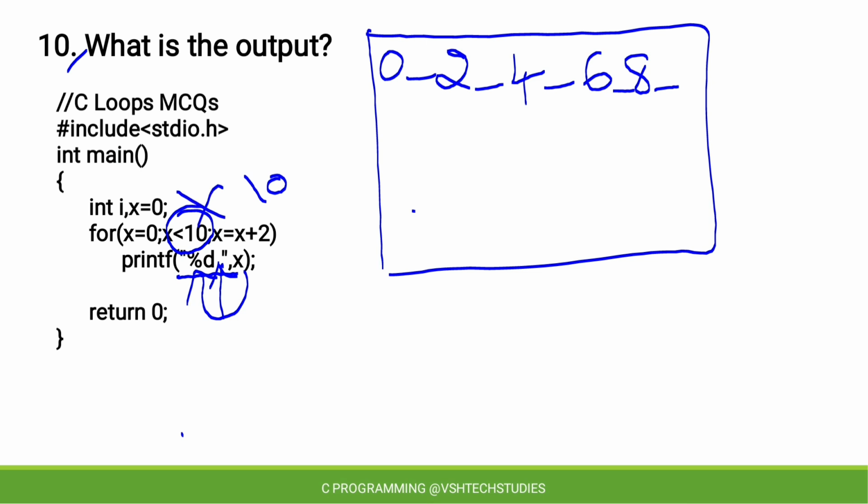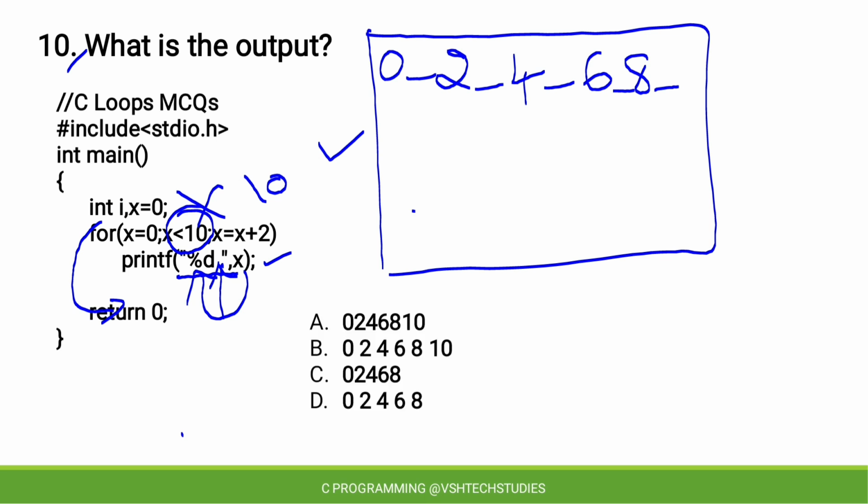That is why control goes out of the loop. The loop body end is here. Out means next to that, what instruction is there. Return 0. That is the end of the program. Hence on the monitor we have only even numbers with space in between, starting from 0 to 8, being printed. So out of these multiple choices, option D is correct.